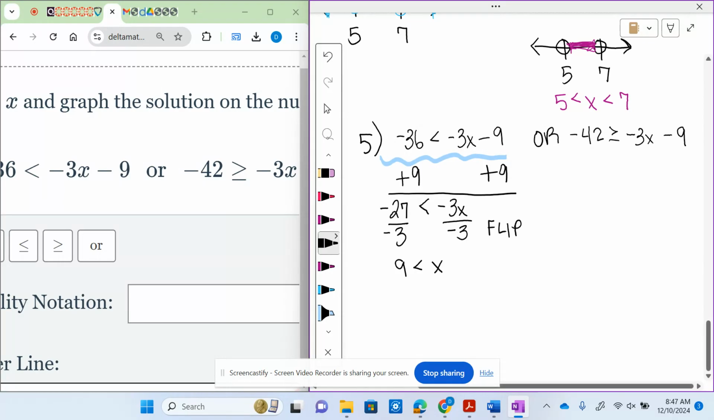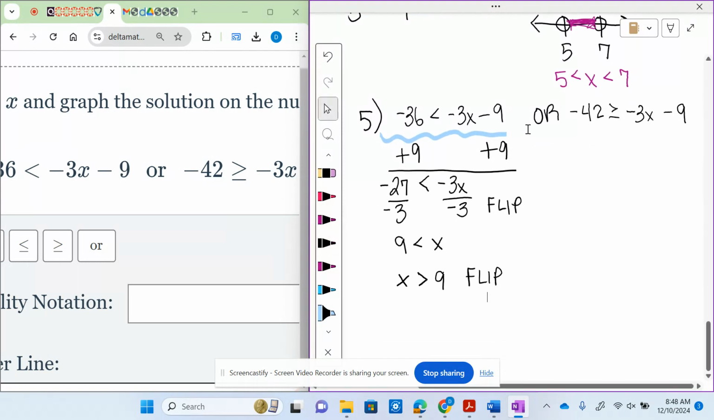I want the variable term to be first. Is it? No. The variable term is not first. This says 9 is less than all of the solutions. If I want the variable term to come first, I have to flip the sign again. x is greater than 9. Flip it again. When you move the variable from the right side to the left, you have to flip. You have to think about what this says. 9 is less than the solutions. That means that the solutions are greater than 9.